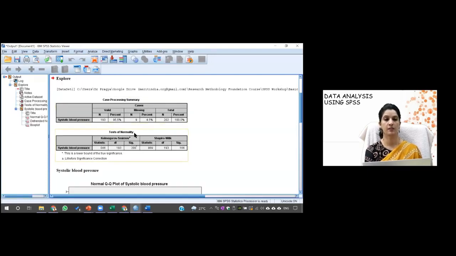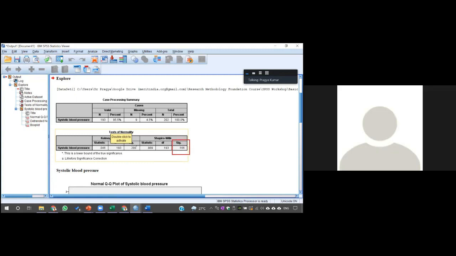That output first will tell you the overall summary. And then this is the normality. The value of Shapiro-Wilk, what is the value of Shapiro-Wilk here? It is 0.166. This is the value of Shapiro-Wilk.